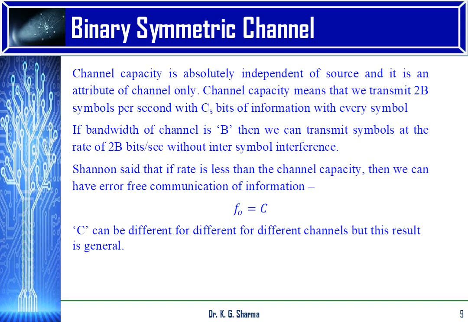We know that if bandwidth of the channel is B, then we can transmit symbols at the rate of twice B symbols per second without any inter-symbol interference. Shannon said that if information rate is less than the channel capacity, then we can have error-free communication of information. Here channel capacity is a property of the channel and it will be different for different channels.